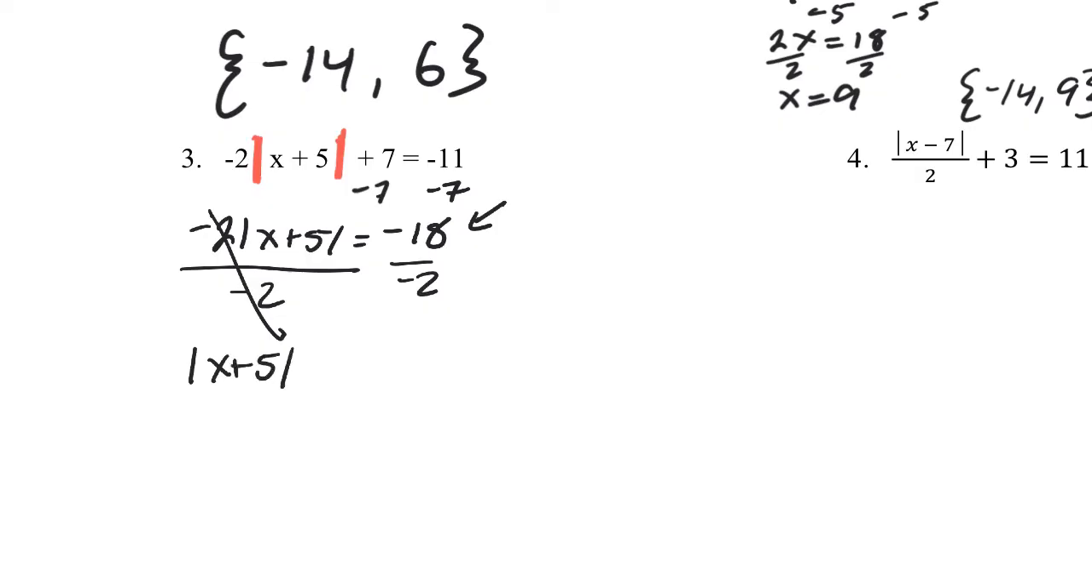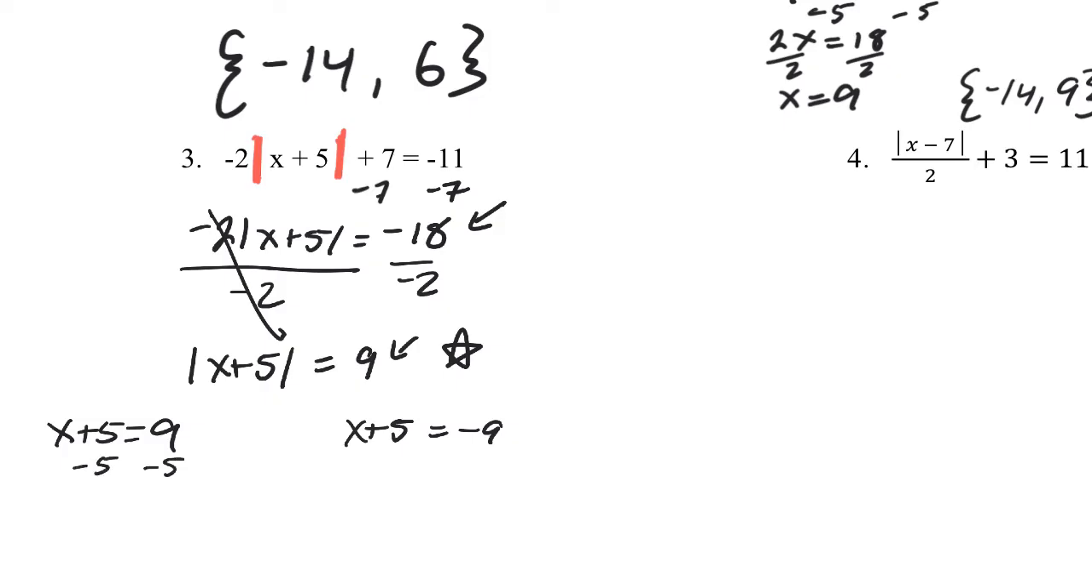Make sure that you're not dropping your absolute value bars yet. We're not taking the 2 cases that the absolute value asks us to do, so we still have to have that there. All right, well now we're okay. We have a positive 9 there, so we're all right. Now we can take our 2 cases. So x plus 5 equals 9, or x plus 5 equals the opposite, negative 9.